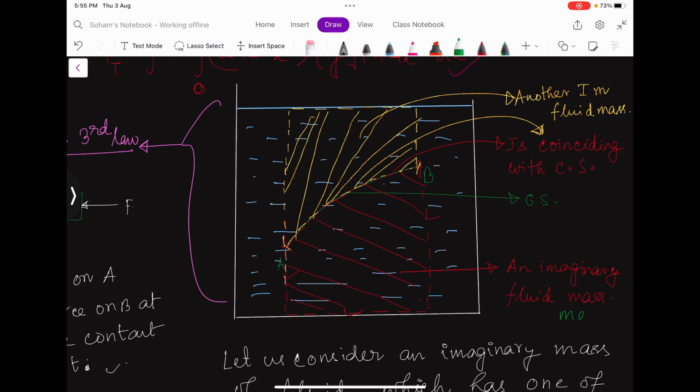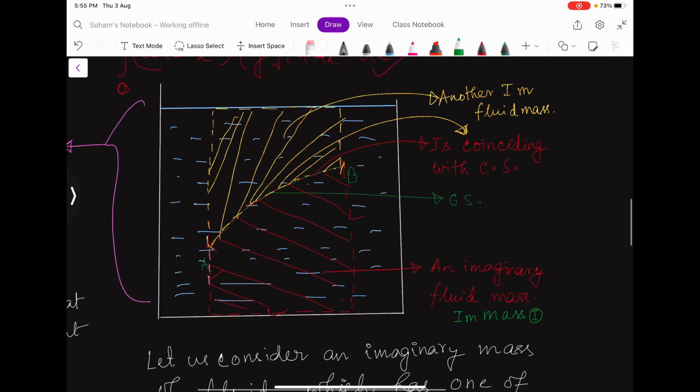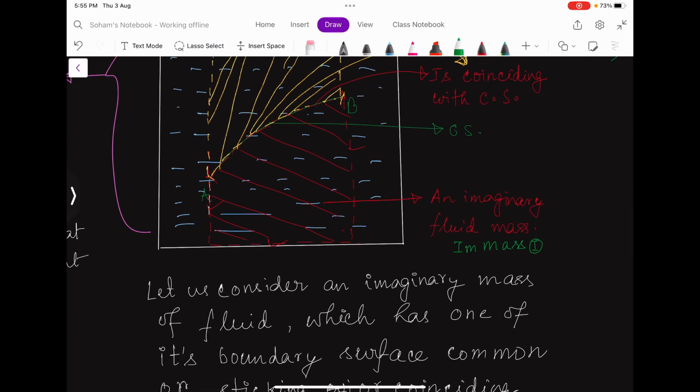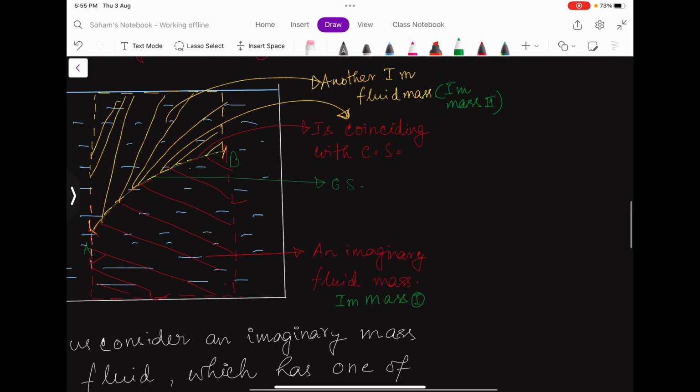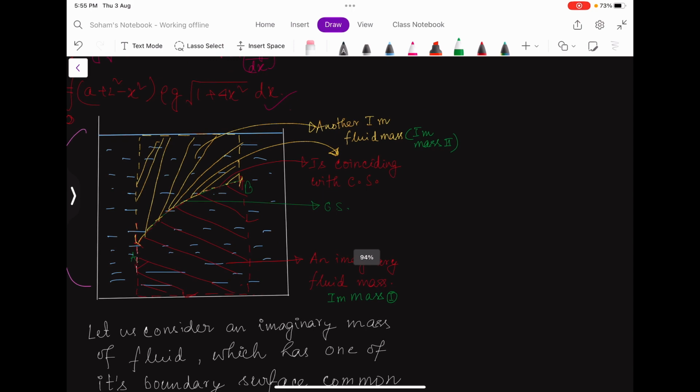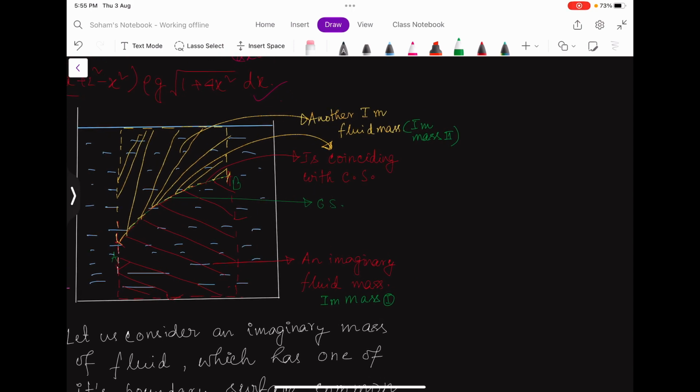So let us name this as imaginary mass 1, and let us name this as imaginary mass 2. Up to this, is it clear? Now let me put it side by side.